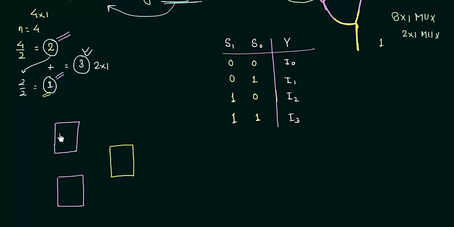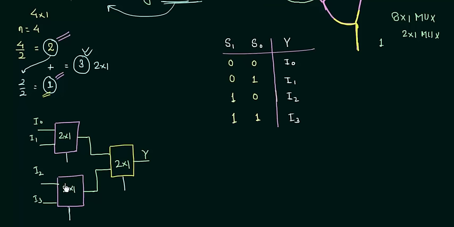Let's name them. This is 2x1, 2x1, 2x1, and as you know, there are two inputs to a 2x1 MUX and a single output. The output of this first 2x1 MUX and the output of the second 2x1 MUX will act as the input to this last 2x1 MUX, and then the output. Now if I just see the inputs on this side and the output on this side, then I have, let's say, I0, I1, I2, I3, and this is your output Y. So it is acting as a 4x1 MUX. But the important thing is about the select line. It has one select line. You already know these things.